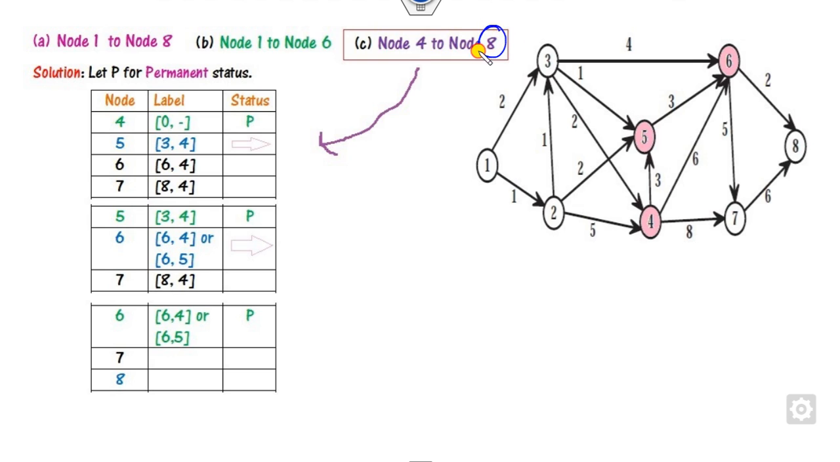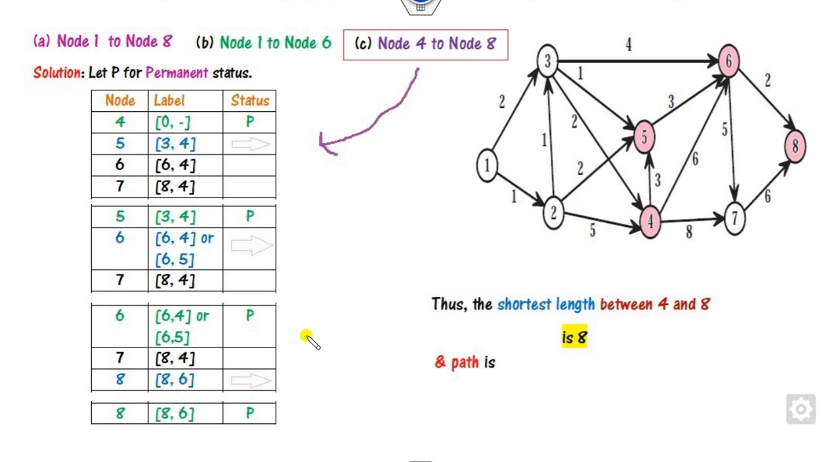I can go until the 8 becomes permanent. Now from the 6 you can go either to 7 or to 8. Does any previous value appear? No. The value of the 6 is my 6 comma 4 or 6 comma 5. Now what is the distance of the 6 to 7? 6 plus 5, that is 11 from the 6, but the previous value is my 8, so the minimum is 8 comma 4. From the 6 to 8, the value is 6 plus 2 is 8 from the 6. Now which one is the minimum? You can take any one of them, but my target is to make 8 permanent, so I can take this as permanent.